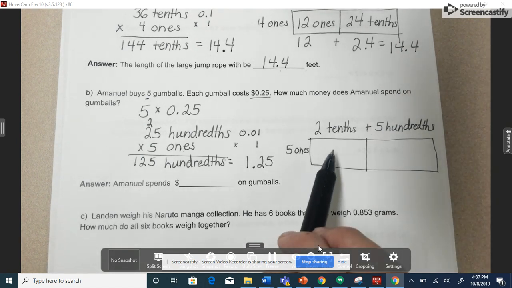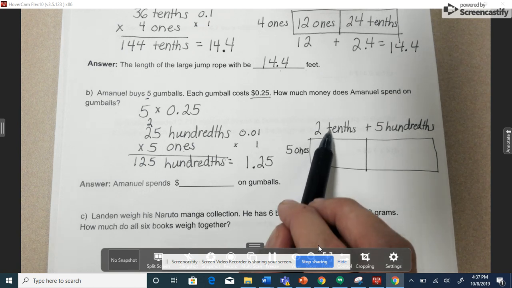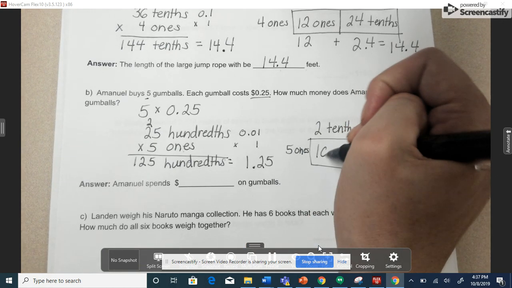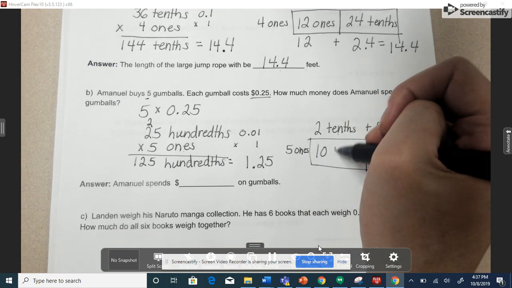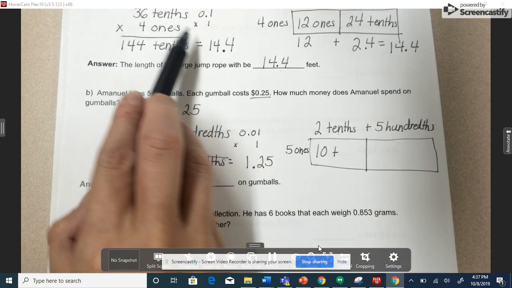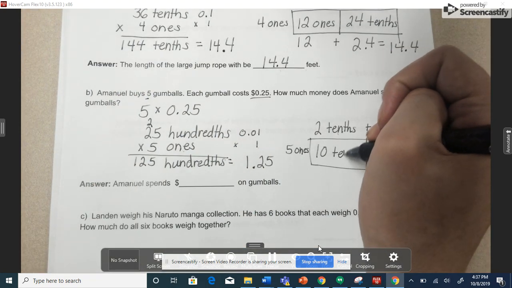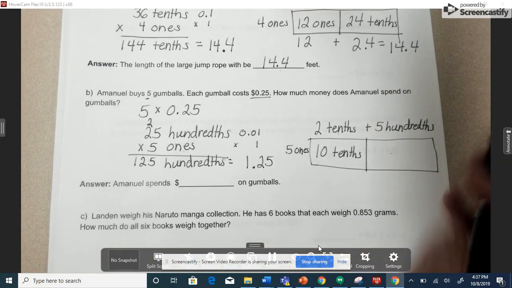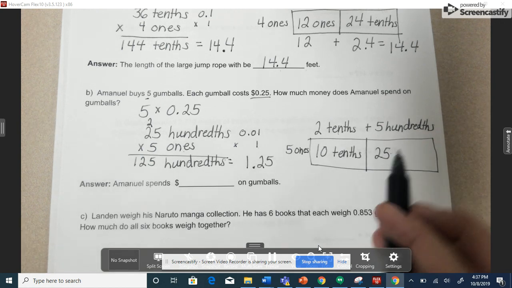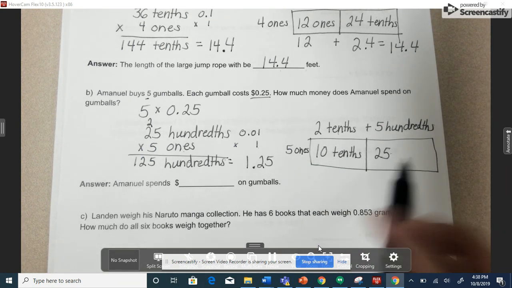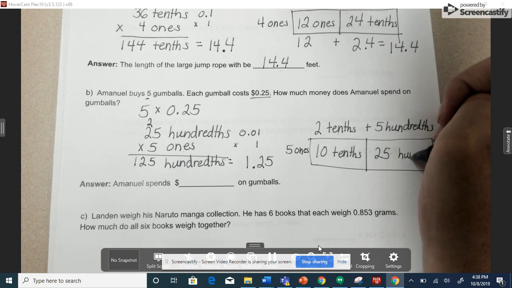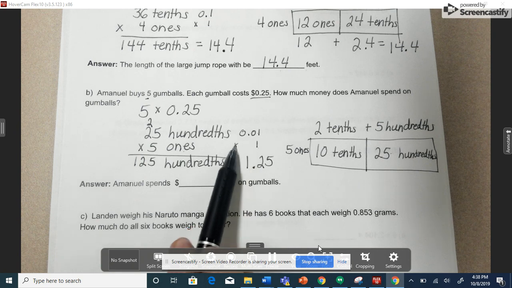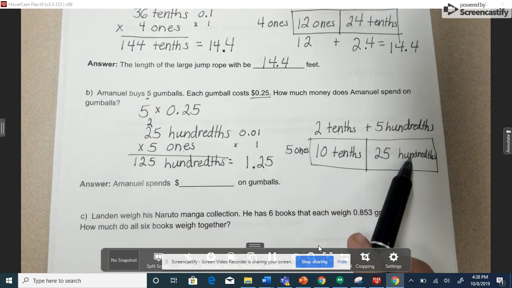So let's see. Trying to find the area of this square here, we're going to look up. This is 2 tenths times 5 ones. 2 times 5 is 10. Tenths times ones is tenths, just like we did up here. Now here, 5 times 5 is 25. Hundredths times ones is hundredths. Just like we did here, hundredths times 1 is hundredths.